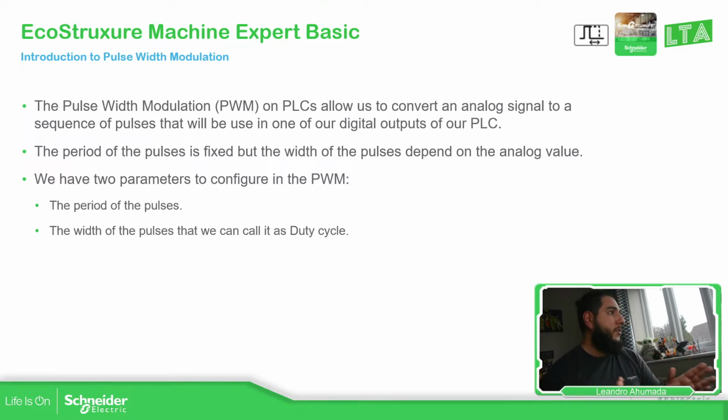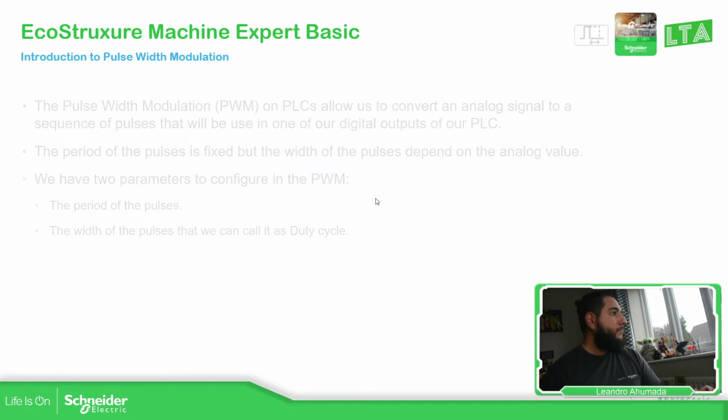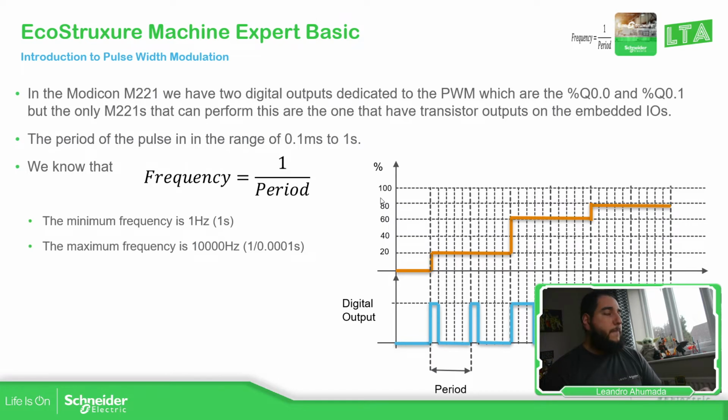So basically there are two parameters that we need to identify here: the period of the pulses, and then the duty cycle, which is the part of the cycle that the output is going to be true, in 1. So continuing with this, the best way to check this is with this graphic.